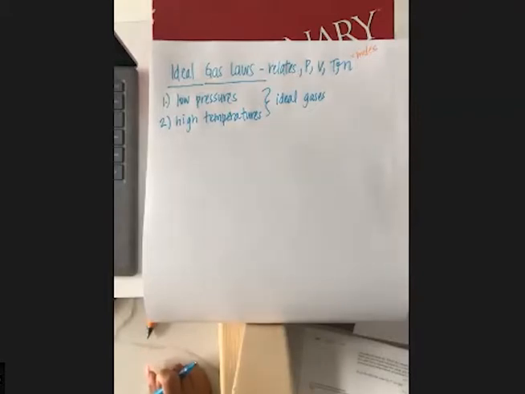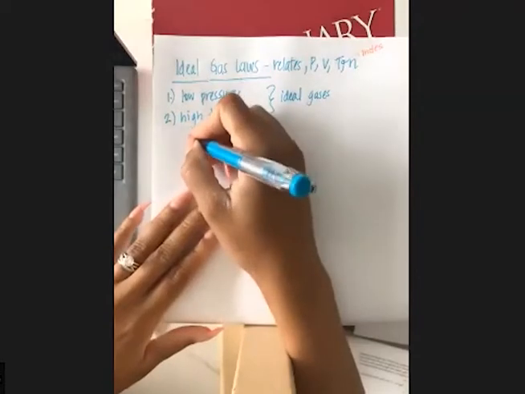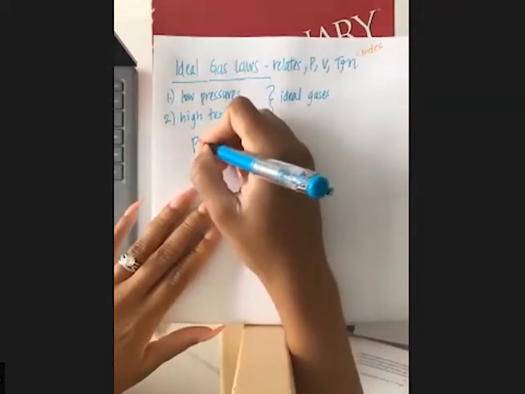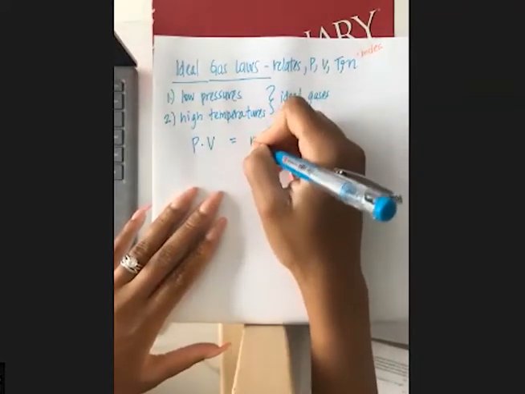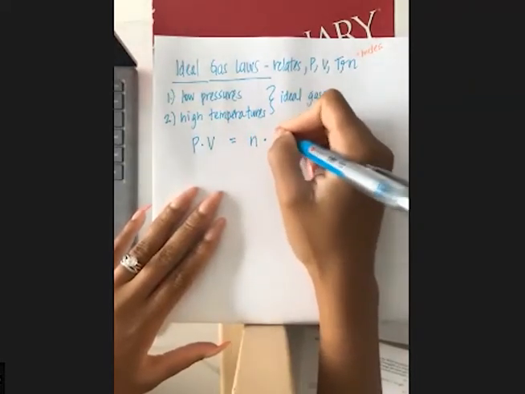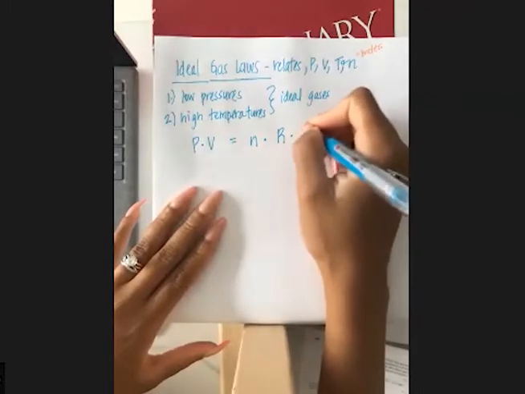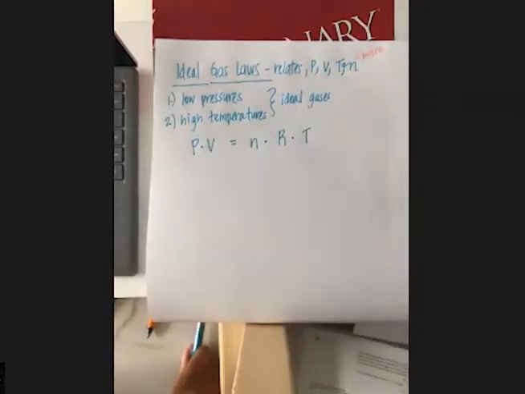When we use the ideal gas law, I'm just going to tell you what it is. I'm not going to derive it for you. I'm just going to get straight to it. The ideal gas law says that the pressure times the volume is equal to the amount of moles times a gas constant times the temperature in Kelvin.